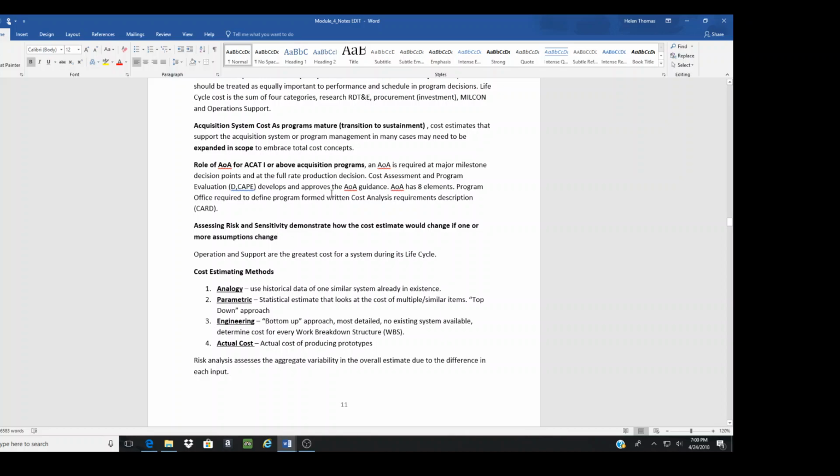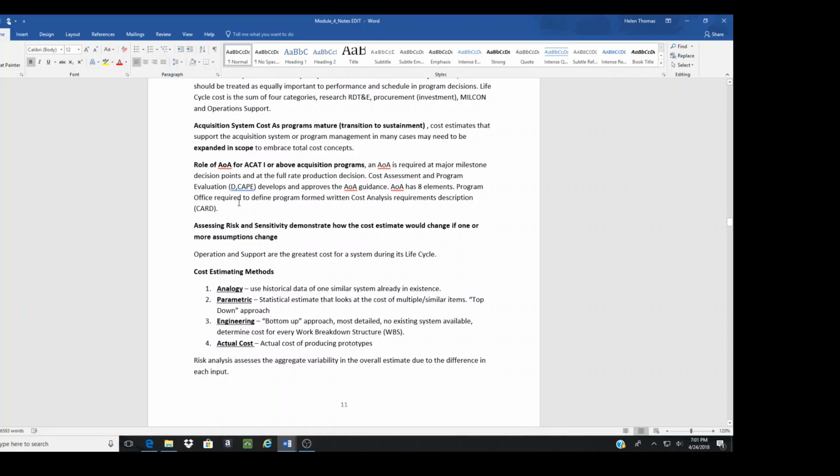Cost Assessment and Program Evaluation, so that's the Director of CAPE, is the one that develops and approves the AOA guidance. Remember, we did analysis: you had the material solution analysis, then you had to do the analysis of alternatives, which we're talking about here again, and then you do the technology development. The AOA has 8 elements, so make sure you review those.